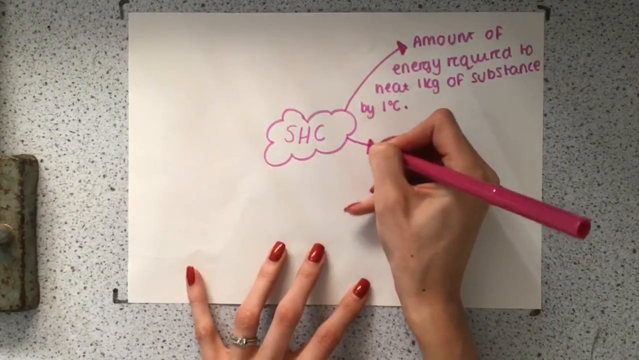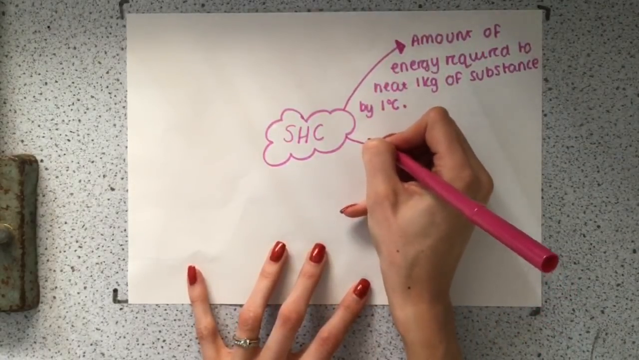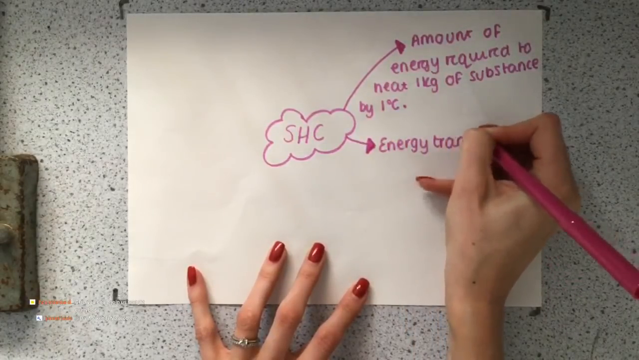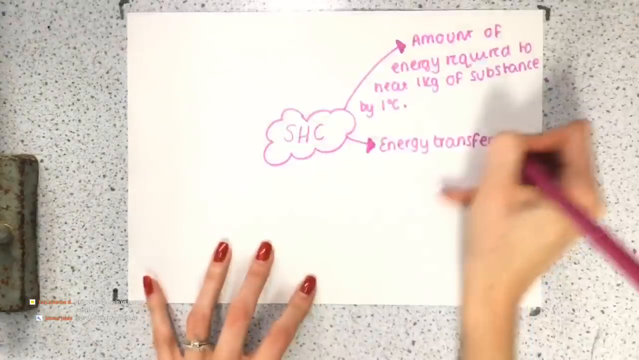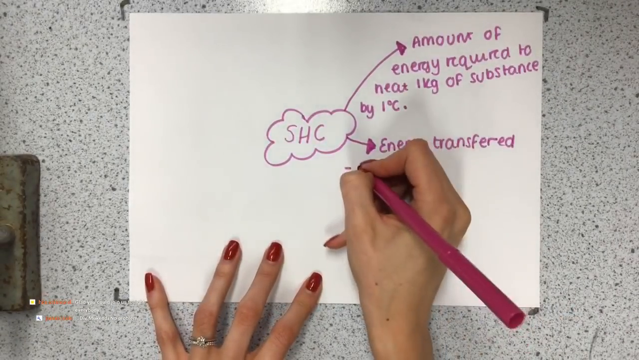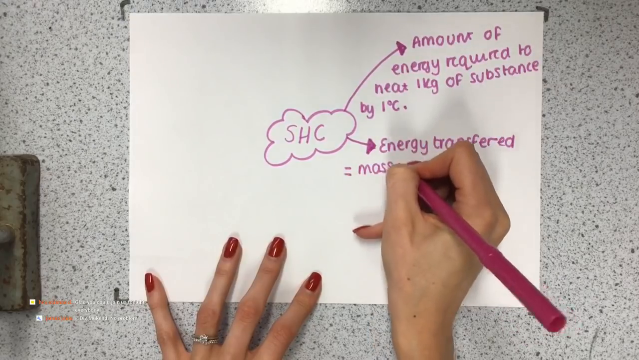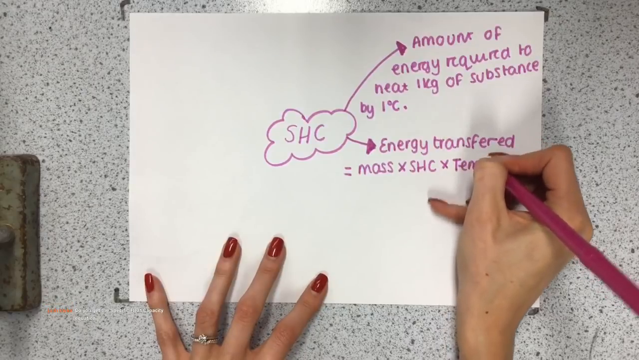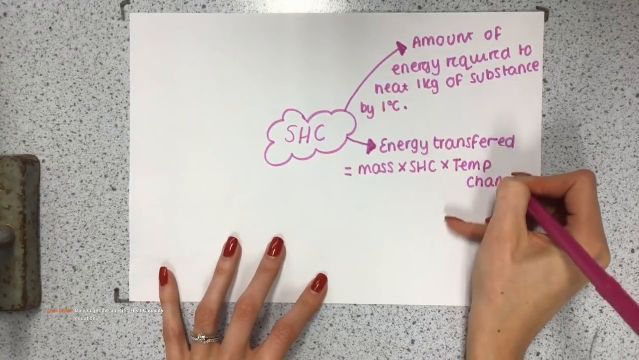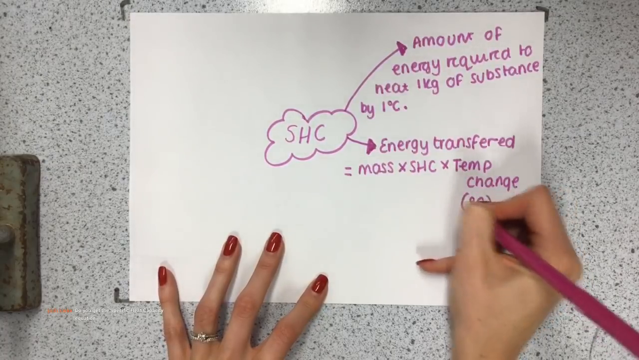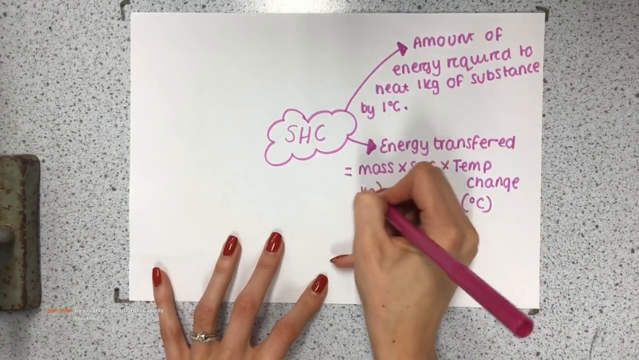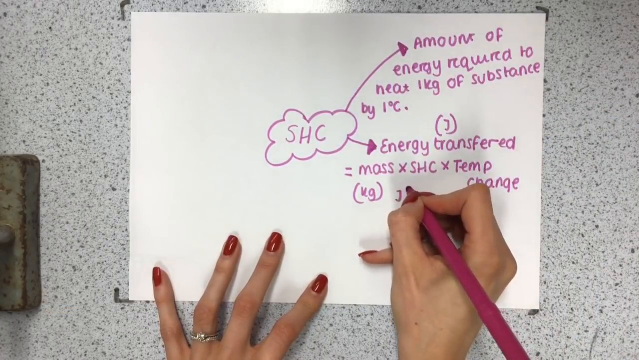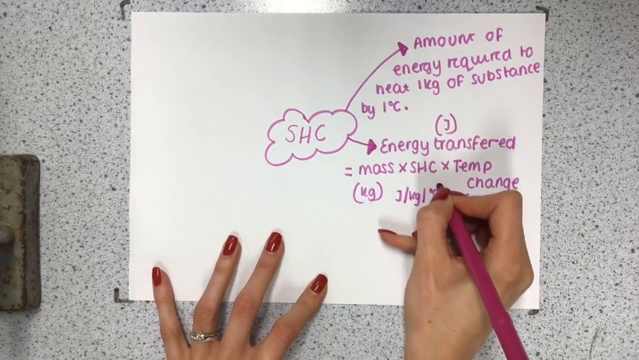So the equation which you get is the energy transferred, so you do mass times the specific heat capacity times the temperature change. So the units: degrees C for temperature, kilograms for mass, energy is joules, specific heat capacity is joules per kilogram per degree C.